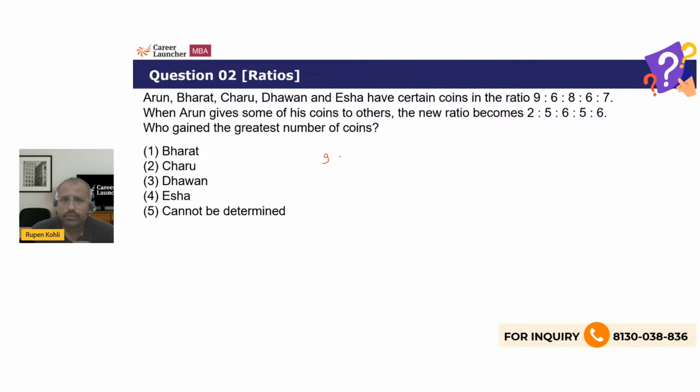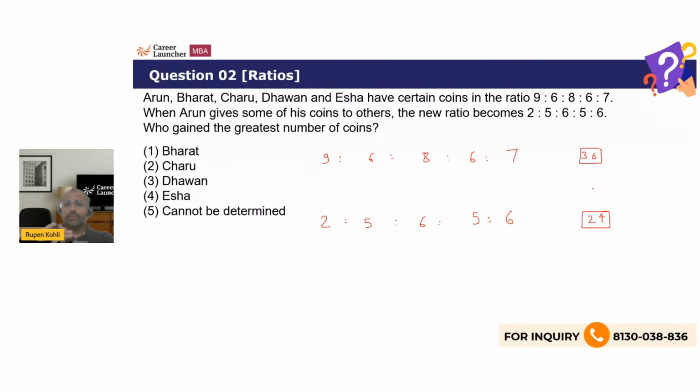So you have 9, 6, 8, 6, 7, right? And that ratio redistributes and becomes 2, 5, 6, 5, 6. Okay. So what is the sum of these numbers? 9 and 6, 15, 15 and 8, 23, 23 and 6, 29, 29 and 7, 36. 2 and 5, 7 and 6, 13 and 5, 18 and 6, 24. So 36 and 24 is the sum of the ratio points, but they should be actually equal, right? So we should equate them, right?